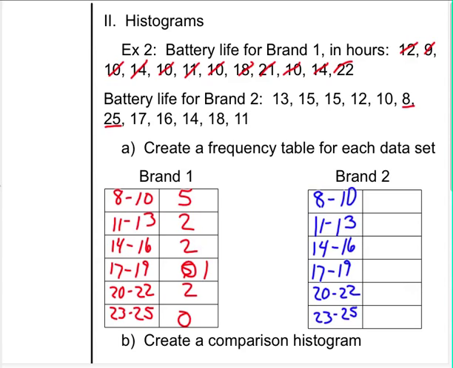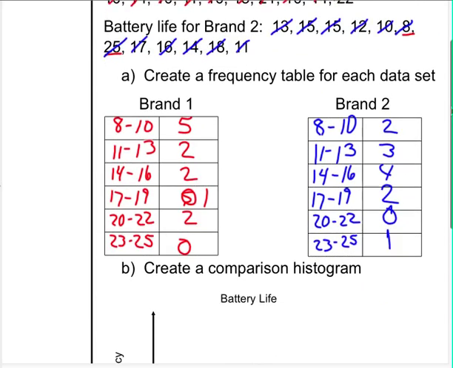So for brand 2, same thing. Data values 8 to 10, 1, 2. Data values 11 to 13, 1, 2, 3. Data values 14 to 16, 1, 2, 3, 4. Data values 17 to 19, 1, 2. 20 to 22, we don't have any. And 23 to 25, we just have the 1.